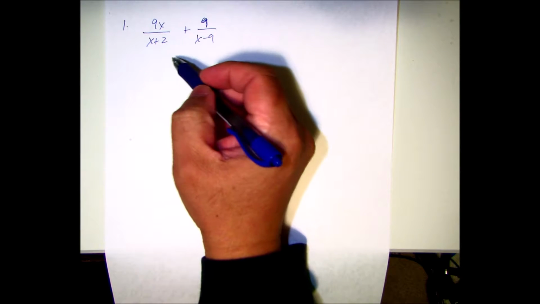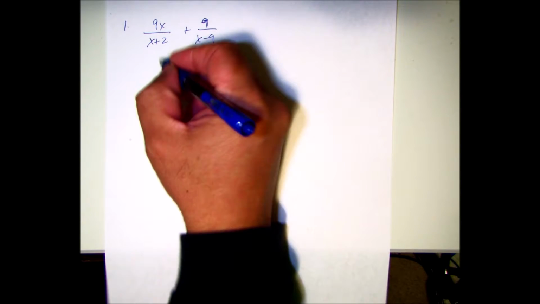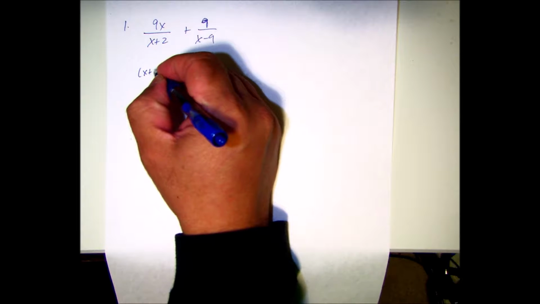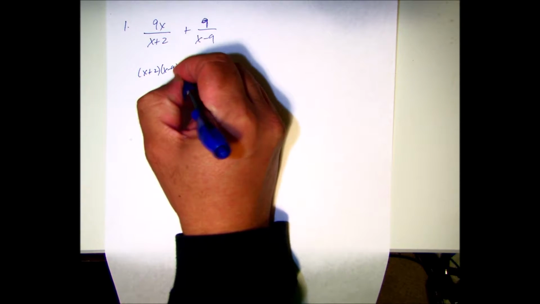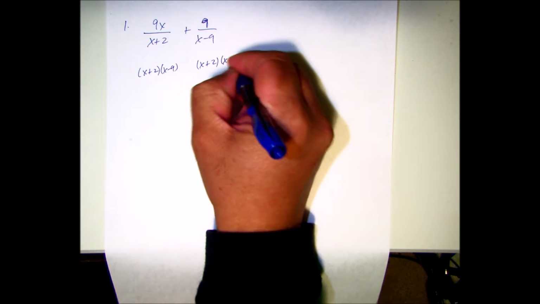Alright, whenever you're adding or subtracting fractions, you need to find a common denominator. So x plus 2 is considered the denominator here, and x minus 9 is the denominator over here. So the common denominator is x plus 2 times x minus 9. So I need that for both denominators.